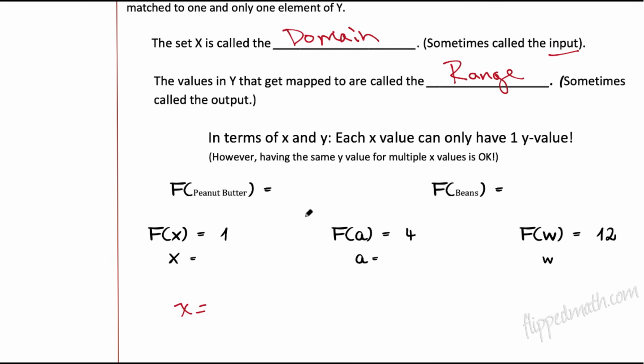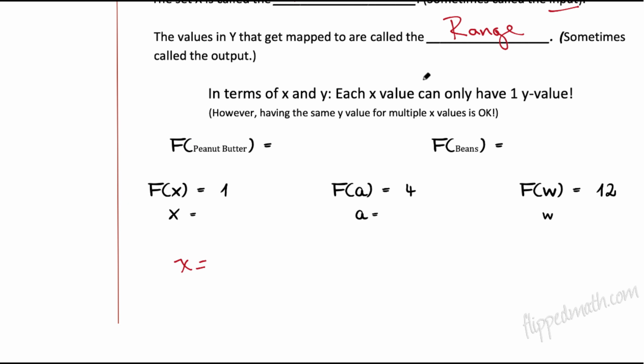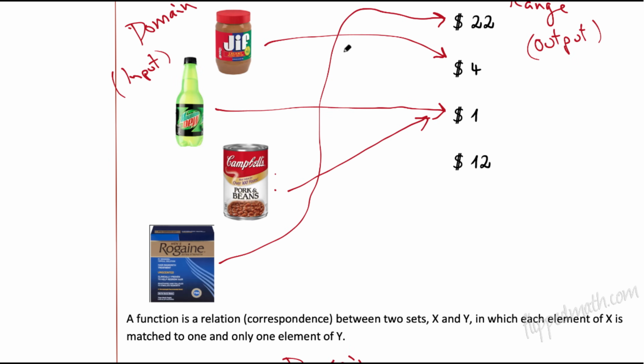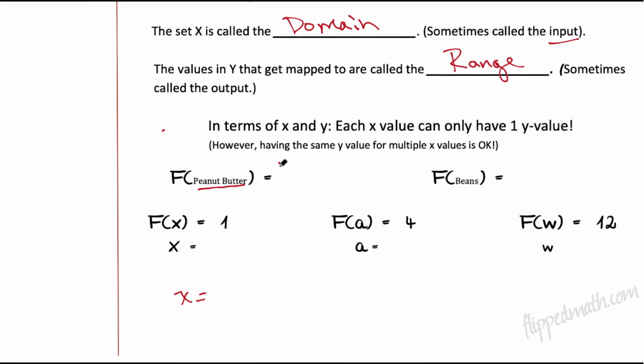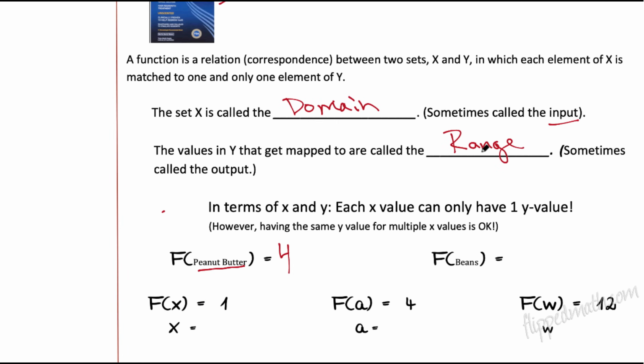All right, so how are we going to use notation? Well, here's what it looks like. If I have a capital F, that stands for function notation, and we're going to use parentheses to show what the input is. In this example, they're saying, what does the function map peanut butter to? Peanut butter is the input. It gets mapped to $4. What does the function map beans to? Beans get mapped to $1.